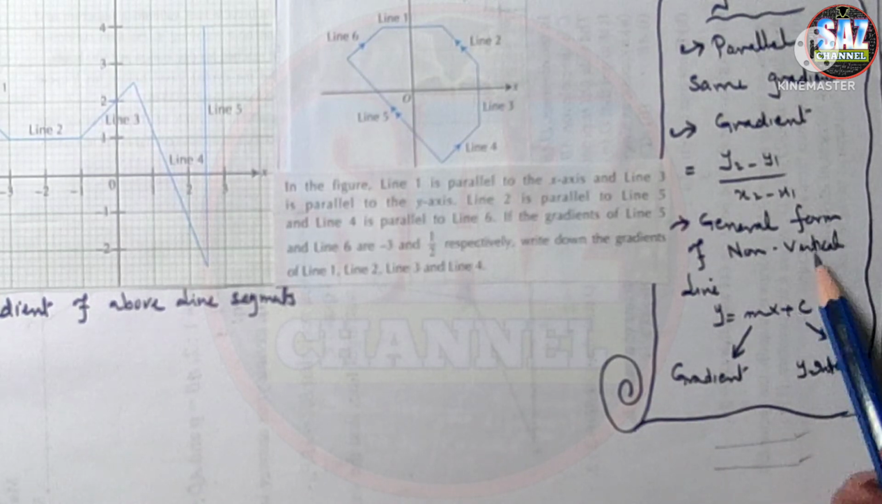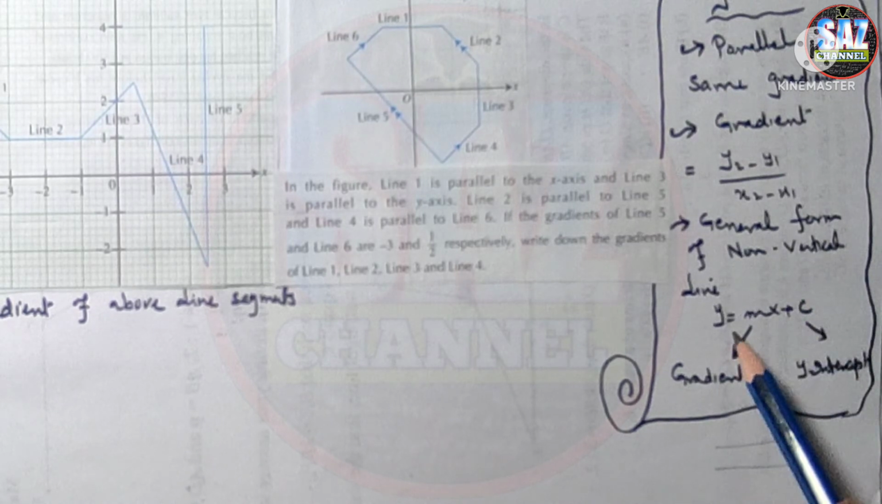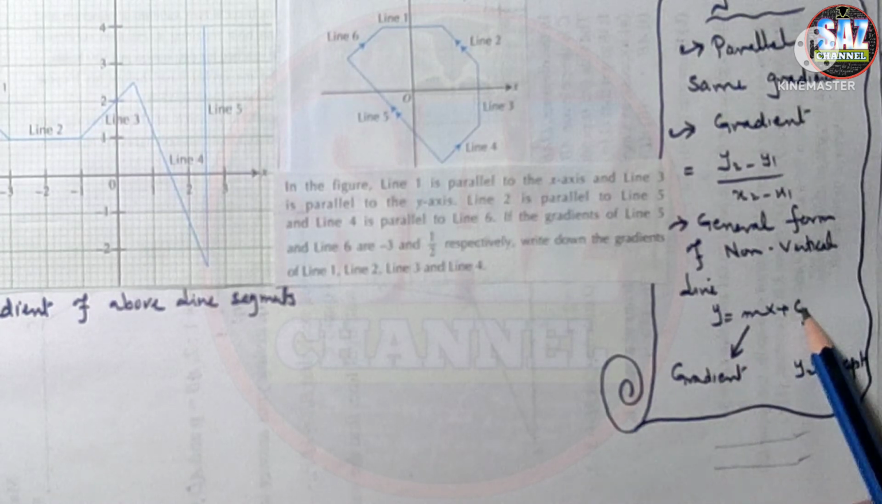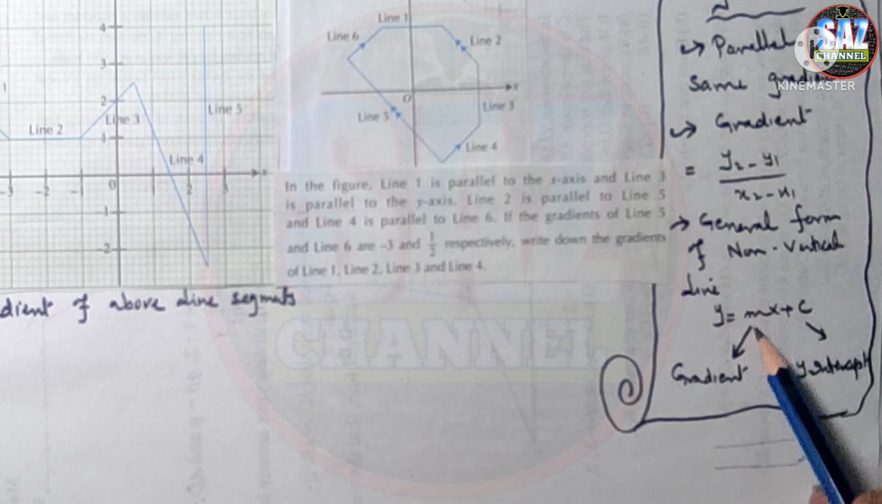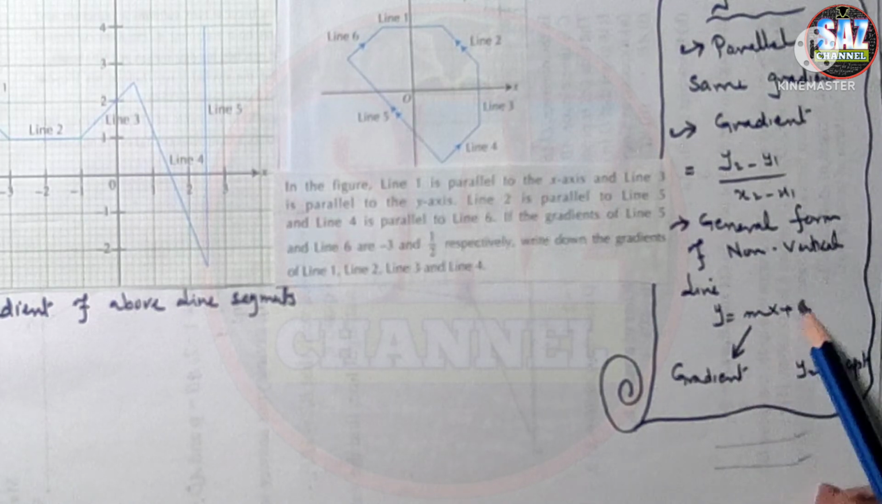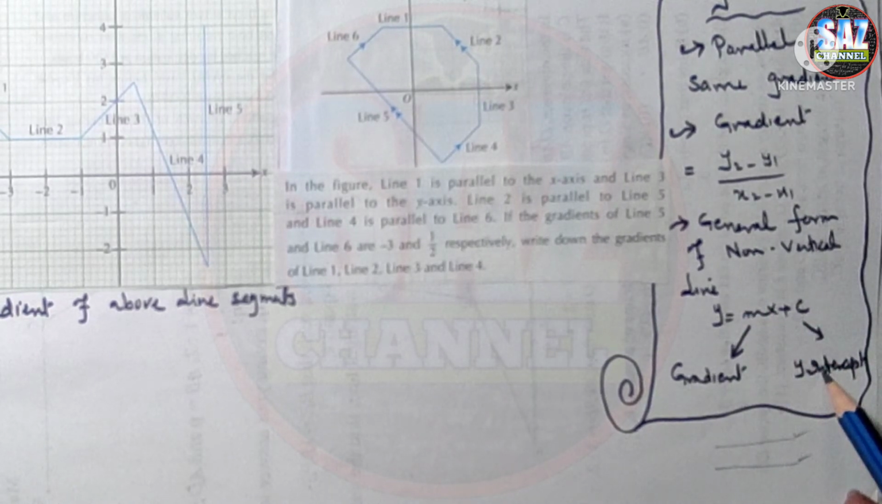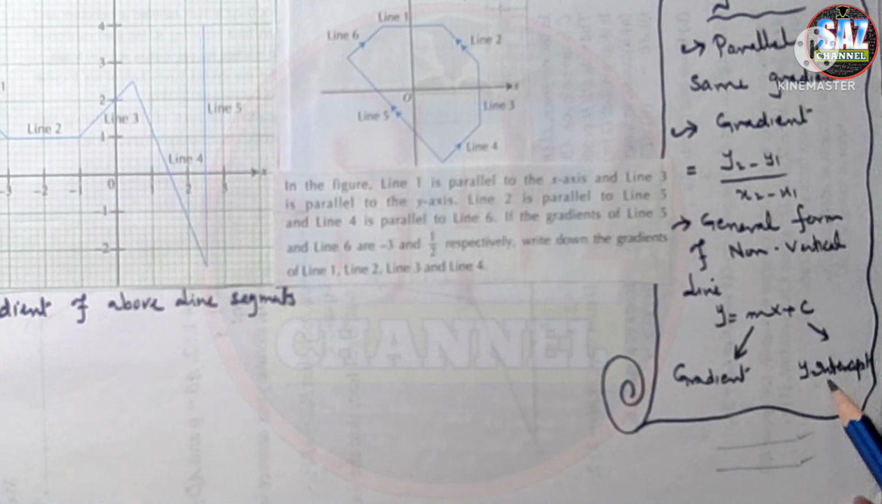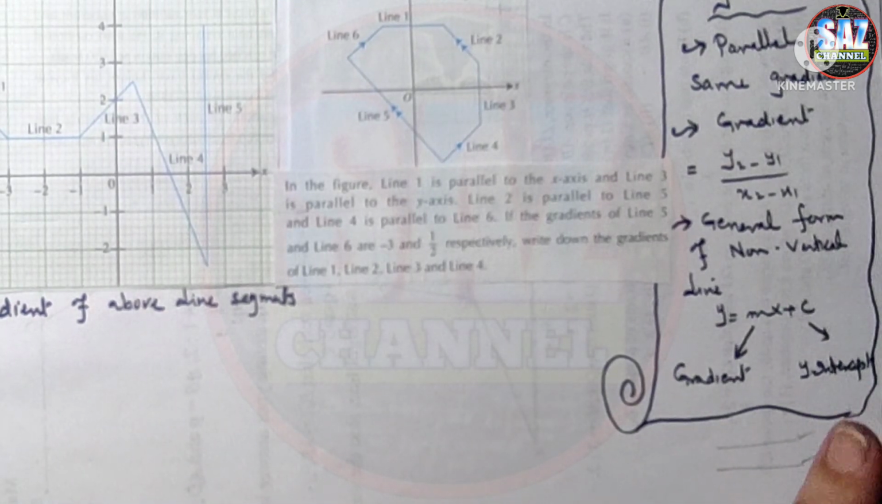And what is the general form of a non-vertical line? That is y equals mx plus c, and in that line, what is m? m is the gradient and c is the y-intercept. Keeping these points in mind, let's move to question number 3.